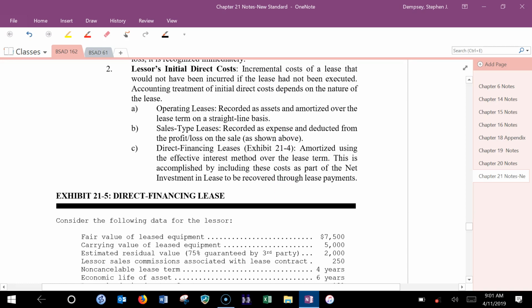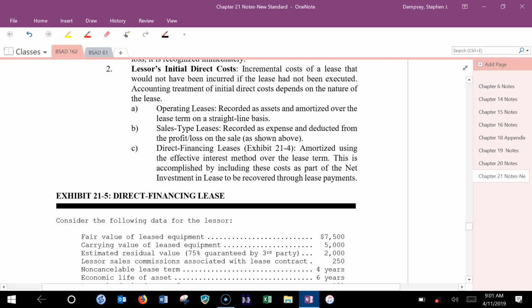Now, lessor's initial direct costs. That's also different if it's a direct financing lease. The incremental cost of a lease that would not have been incurred if the lease had not been executed. So these are, on the lessor's side, things maybe they have to pay an attorney as well, and so on and so forth. But it's got to be external costs for this to be treated as an initial direct cost. If you have a leasing department and they put leases together all the time, well, that's an internal cost, and those aren't treated as part of initial direct costs.